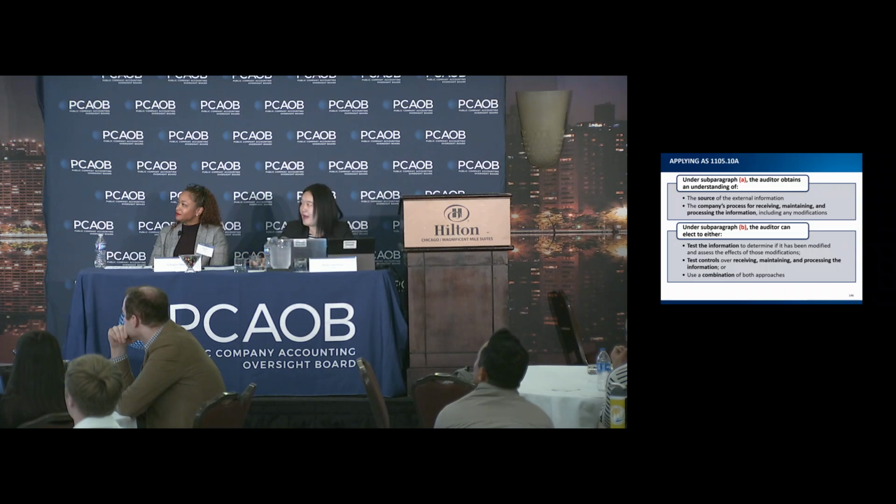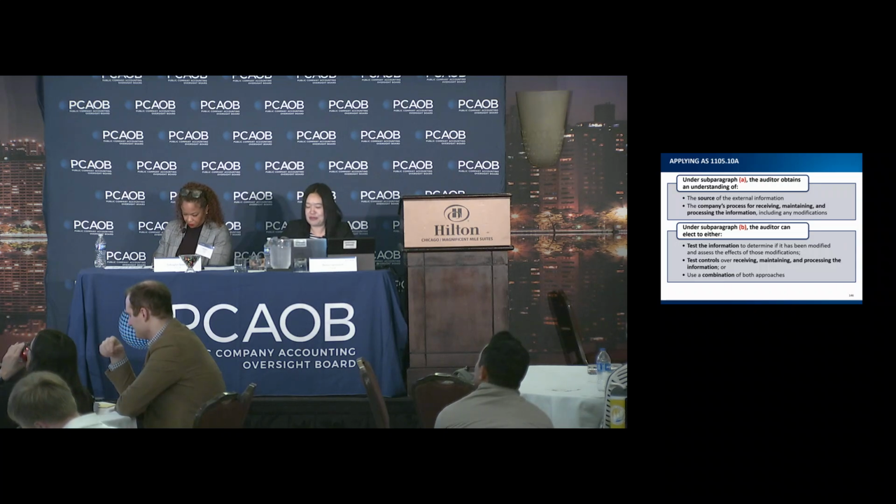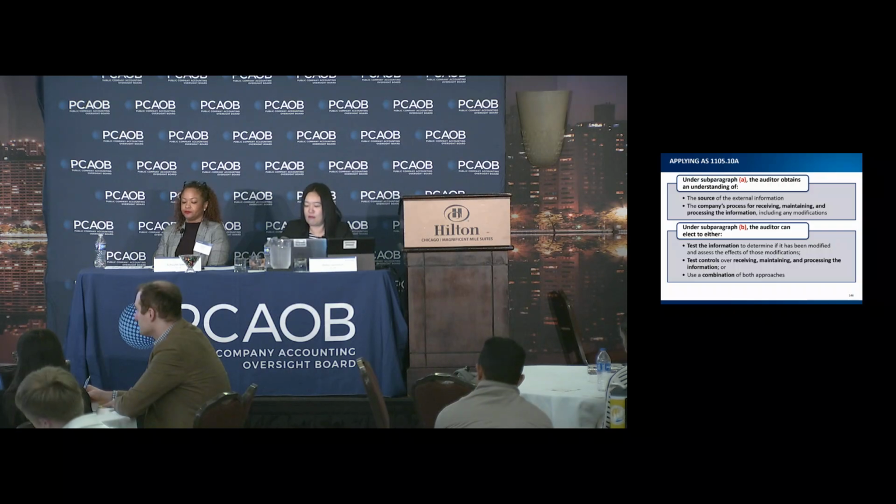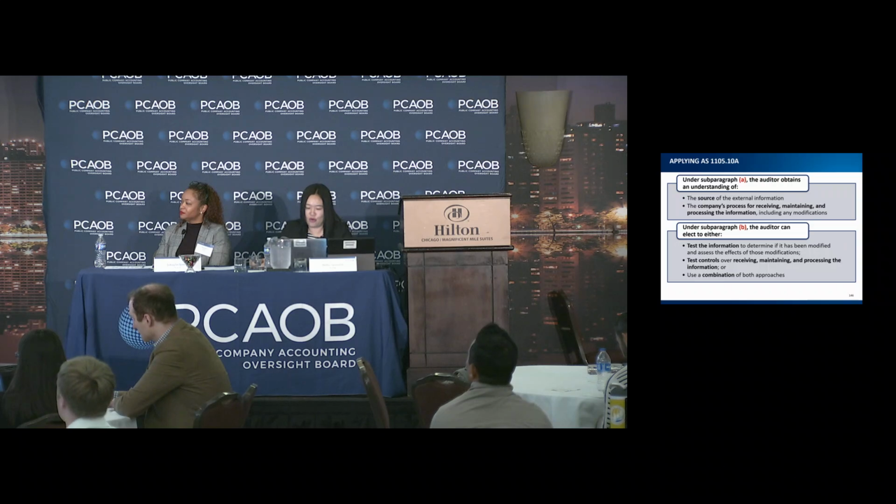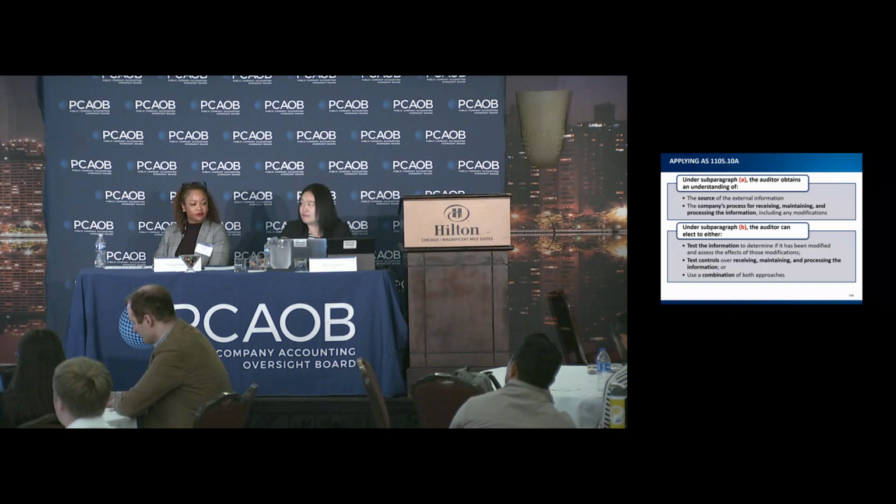So let's break down the specifics of that paragraph. When applying the requirements, auditors are required to do subparagraph A, which is obtaining an understanding of the source of the information and the company's process for receiving, maintaining, and processing the information. And subparagraph B, which is testing the information to determine if it has been modified and evaluate the effects of those modifications, or test the company's control over receiving, maintaining, and processing that information.